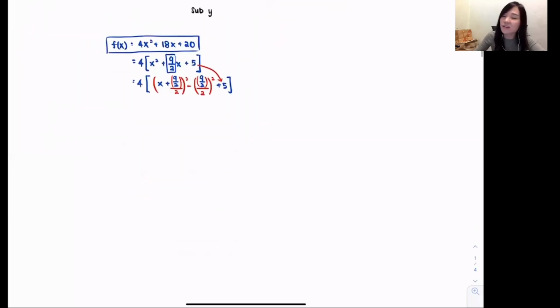Let's start from now on. The rest is just mathematics, okay? So let's do it. So first, we won't like fractions in so many layers, okay? We always try to simplify it. So 9 over 2 over 2 will become 9 over 4.